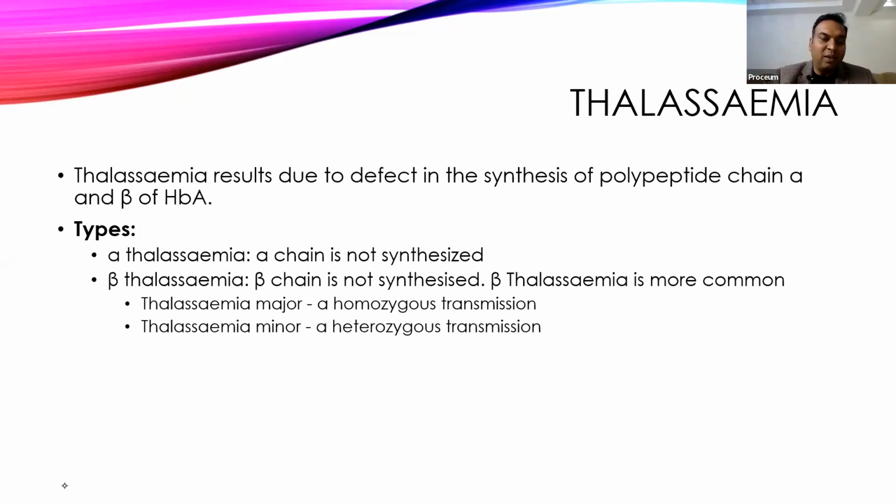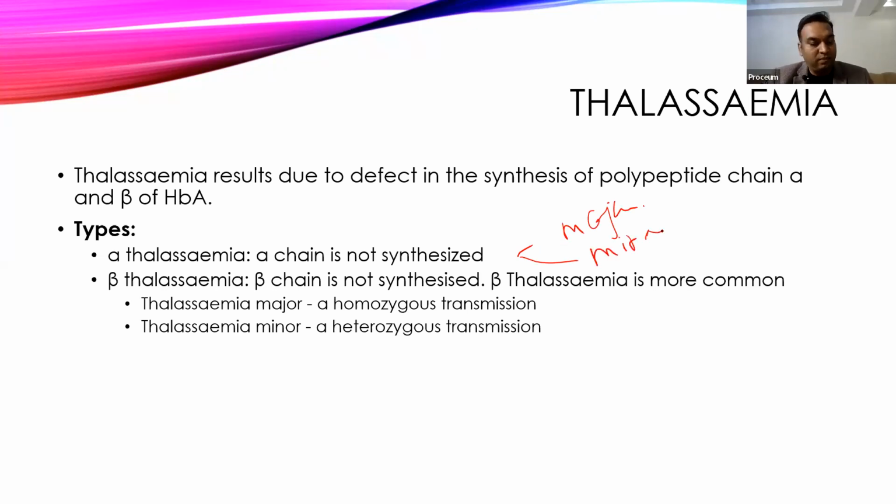Then come to thalassemia. Whenever there is a defect in alpha chain synthesis, we call it alpha thalassemia. When there is a defect in beta chain synthesis, we call it beta thalassemia. In alpha thalassemia, when both genes are affected, we call it alpha thalassemia major. When only one gene is affected, we call it minor.